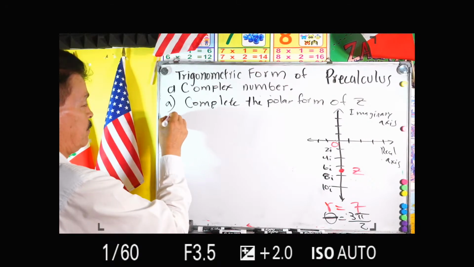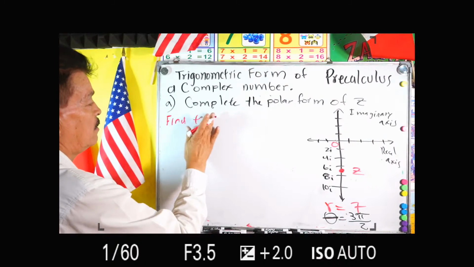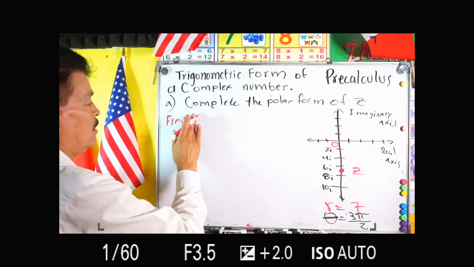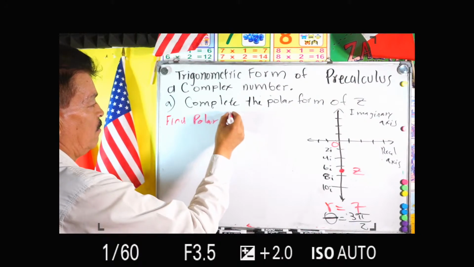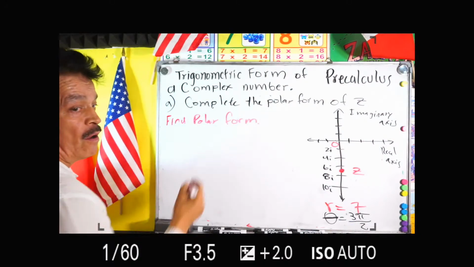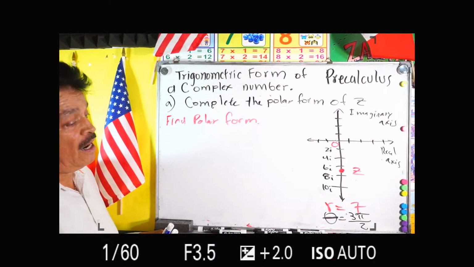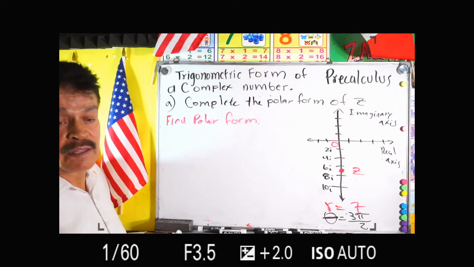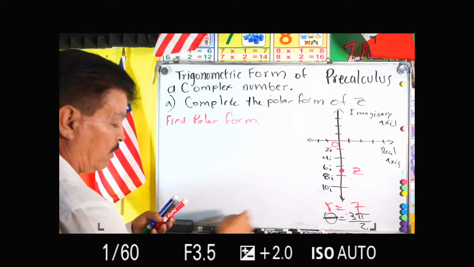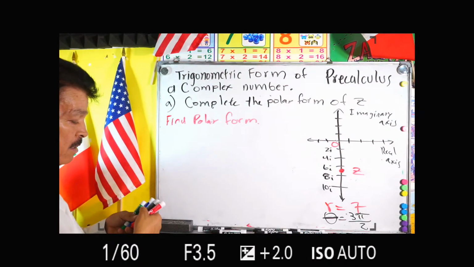Find the polar form. Use the values of r and the angle to find the polar form. How do we write the polar form? We need to find those values first and then write the polar form.